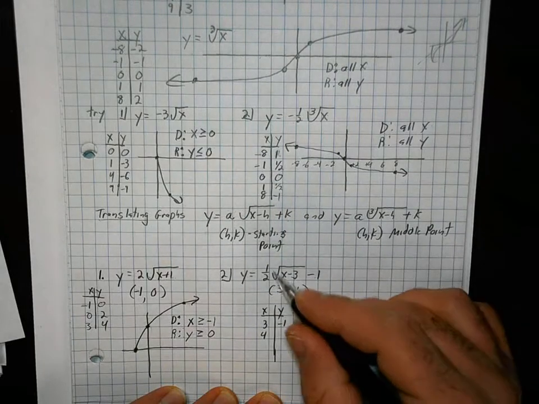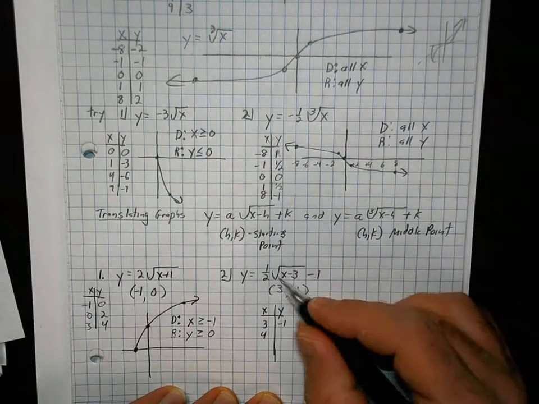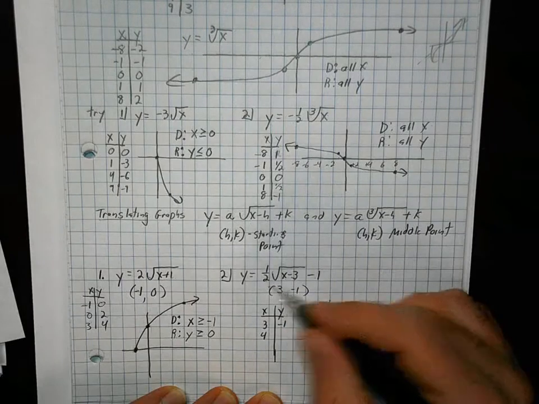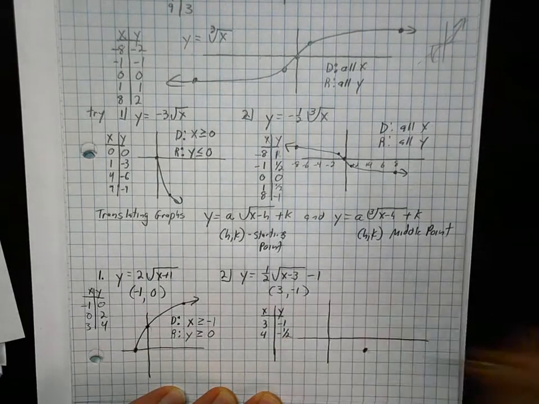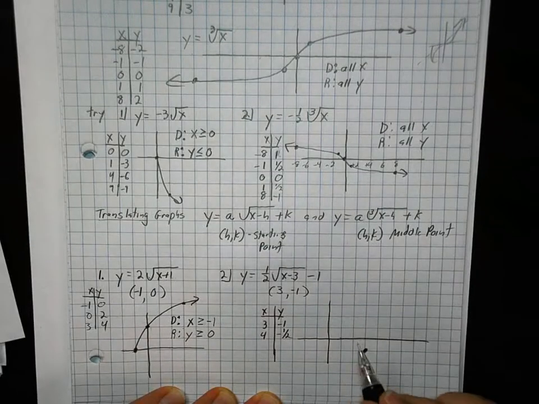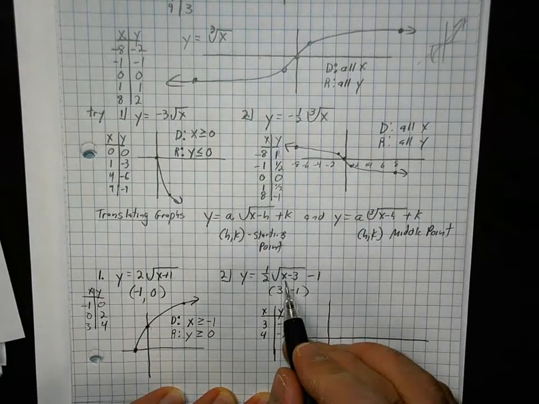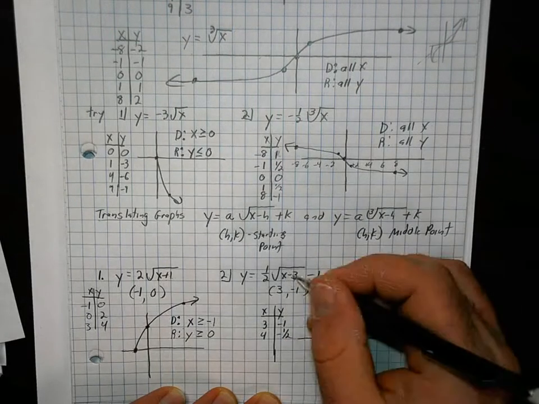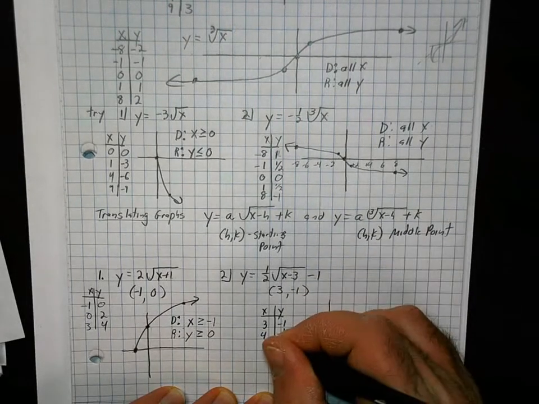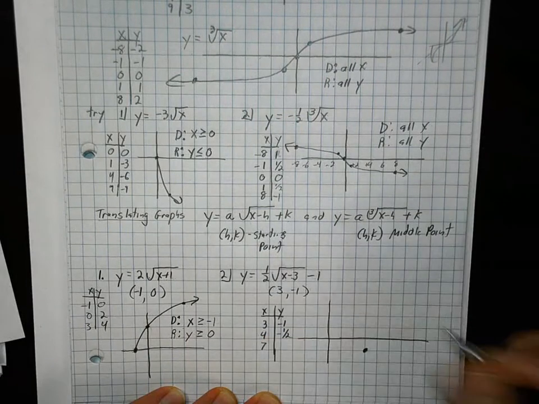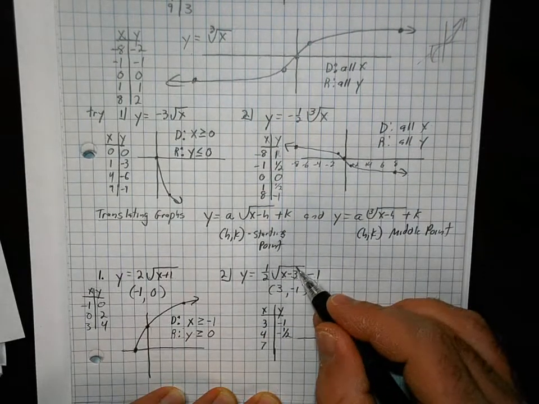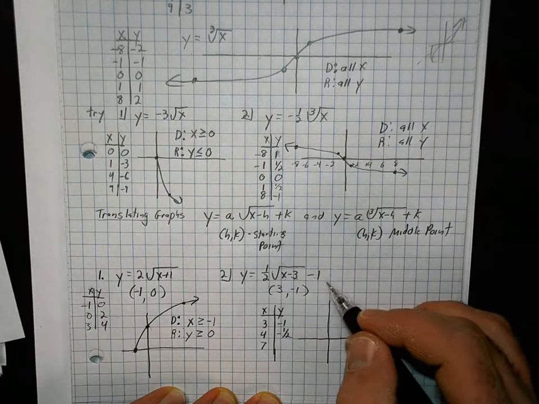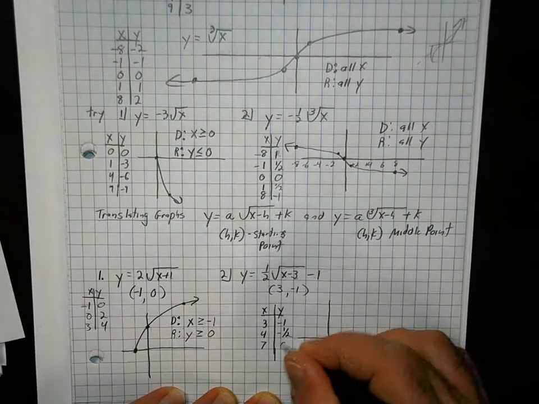4 minus 3 is 1. The square root of 1 is 1. Times 1/2 is 1/2. 1/2 minus 1 is negative 1/2. So be a little careful there. Next number I'll plug in would be 7. Because 7 minus 3 is 4, and the square root of 4 is 2, times 1/2 would be 1. 1 minus 1 is 0.